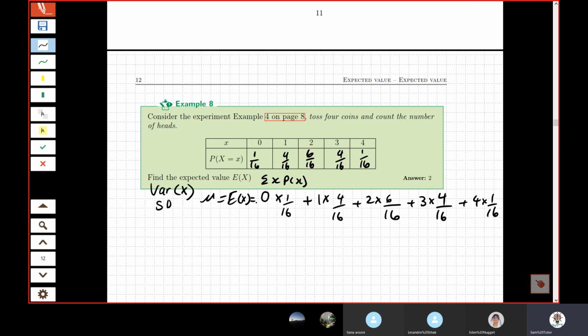Cool. So, the expected value of x, which is mu as well, right? That's just lettering. Do we accept that? Equals the sum of, you know what that means? Sum of means add all of your x's multiplied by your probabilities. So x's multiplied by their probabilities, and then add up to the next one. 1 times, plus 2 times, plus 3 times, plus 4 times.